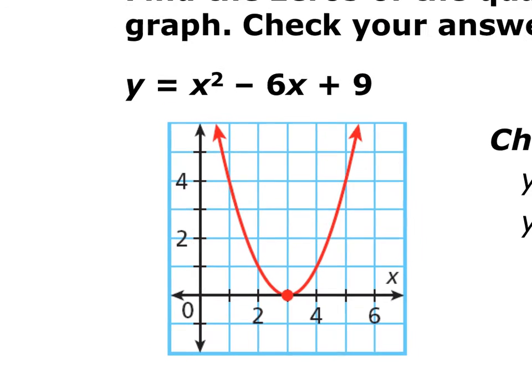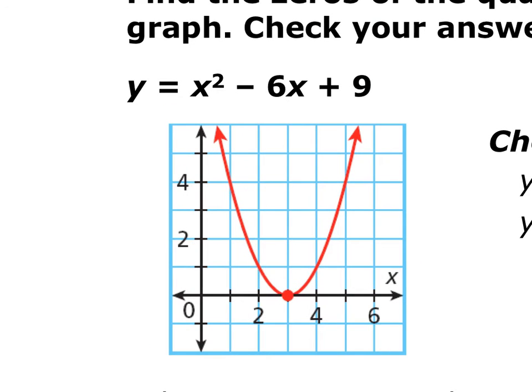This one, what is the 0 of this function? Where does it hit? 3. So you would say the 0 is 3. And if you wanted to do the check, you would come up here and put a 3 here and a 3 here and make sure it equals 0. But again, when it's a graph, you're going to clearly see it.